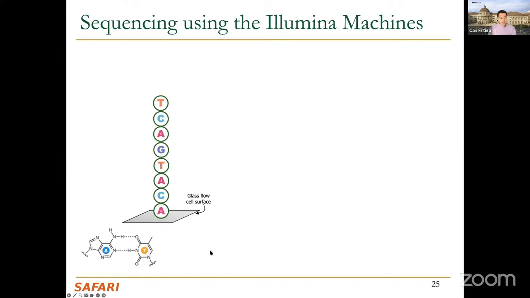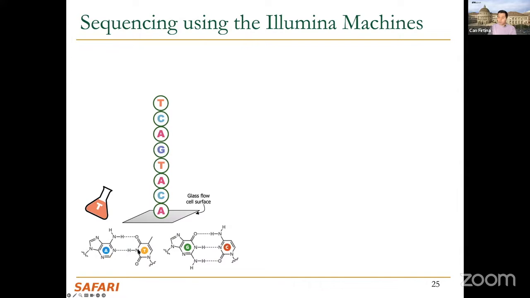Of course, we know that A binds to T and G binds to C, due to the chemical bonds between them. In SBS, in sequencing by synthesis, there are several ways of doing it, and I'm going to try to describe one of the common ways.